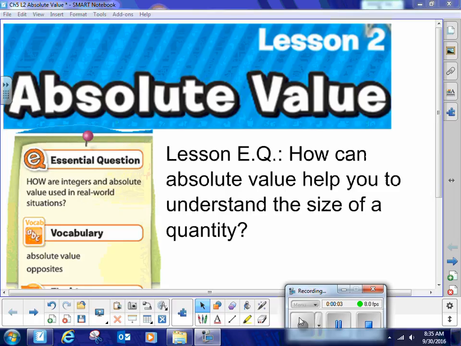Okay, so we're starting chapter 5, lesson 2. This is absolute value. We are working on the essential question of how are integers and absolute value used in real-world situations. In the last chapter on integers and graphing, we talked about a 10-yard loss, how that is an integer, and we explained it as negative 10 yards, right? You go backwards 10 yards, okay?